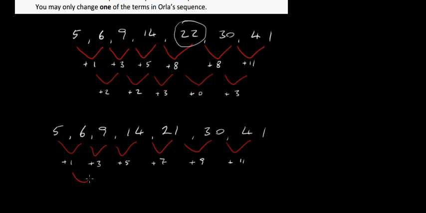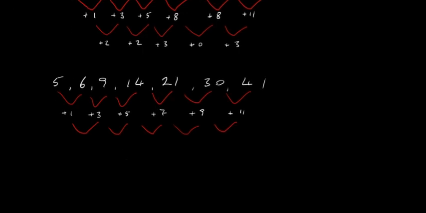Now if we were to do second differences, let's have a look at our second differences here. 1 up to 3, that's plus 2. 3 up to 5 plus 2, 5 up to 7 also plus 2, 7 up to 9 plus 2, 9 up to 11 plus 2. So our second difference is the same, so this is our new quadratic sequence here.